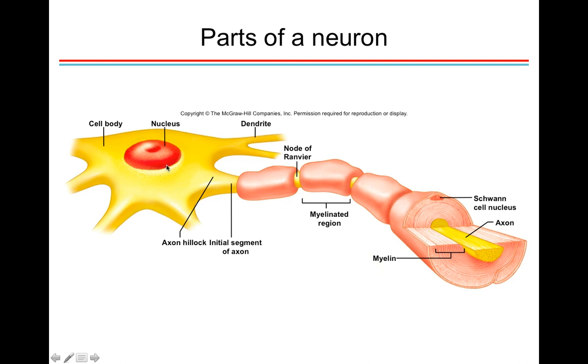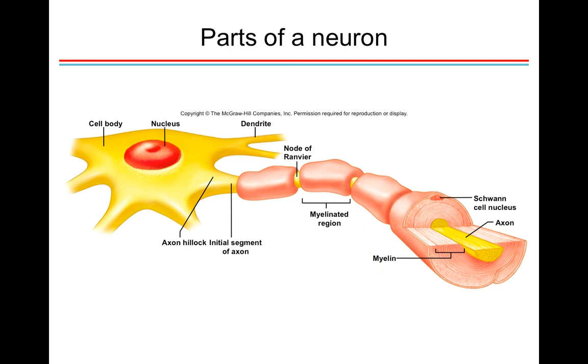And then here, going away from the cell body, we see an axon, and this happens to be a myelinated axon, and there are these myelinated regions, which are basically insulated regions that allow an action potential to jump from the axon hillock to the node of Ranvier, and to one node, another node, etc., until the end of the axon is reached.